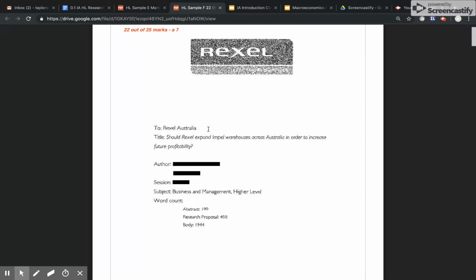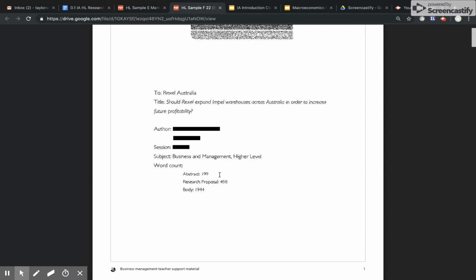This IA is addressed to the company that they did the research on, and this should be the same practice for you. To that company, this is their RQ question, the author's name, session, their subject, and then the word count for the various parts of their IA. So the abstract, you're not required to include the word count, but it's a good practice to do so. Research proposal, you definitely need a word count, has to be 500 or less. And then the body, the actual IA, needs to be 2000 or less. So in this case, 1944.